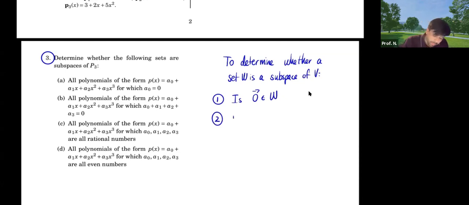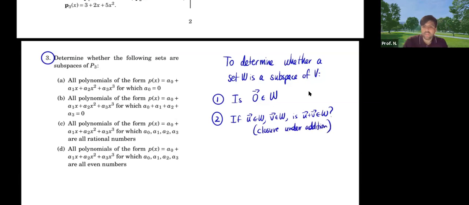The second thing is, if U is in W and V is in W, is U plus V also in W? This is called closure under addition. So if you have 2 things in a vector space, if I add them, do I get that sum back? Is that also inside the set? If it is, then it's closed under addition. So you need closure under addition.